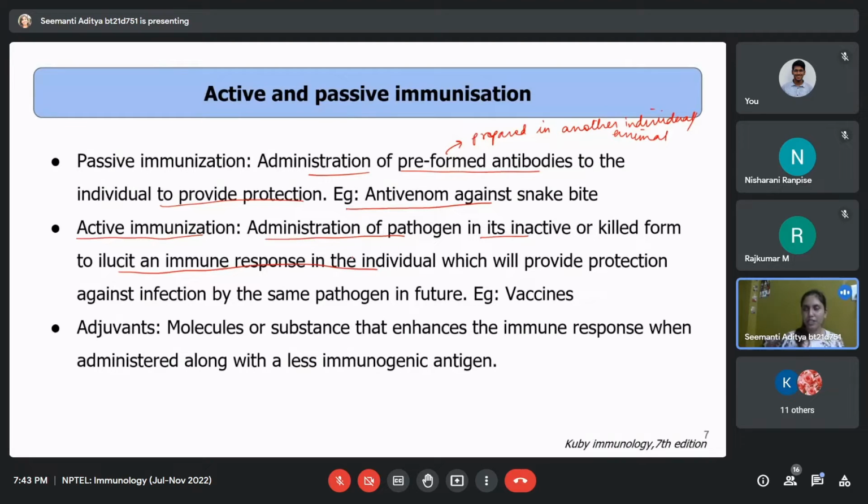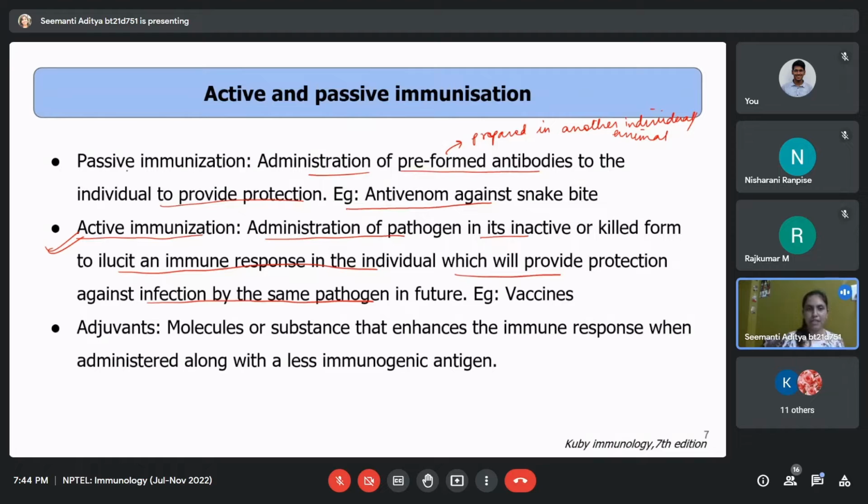So the individual himself or herself produces antibodies against this pathogen, and so this provides protection against infection by the same pathogen in future. So active immunization is much better than passive immunization, because the antibodies are produced in the body of the individual, and there is a very low chance that the next time the pathogen infects, there will not be some kind of protection given to that patient.